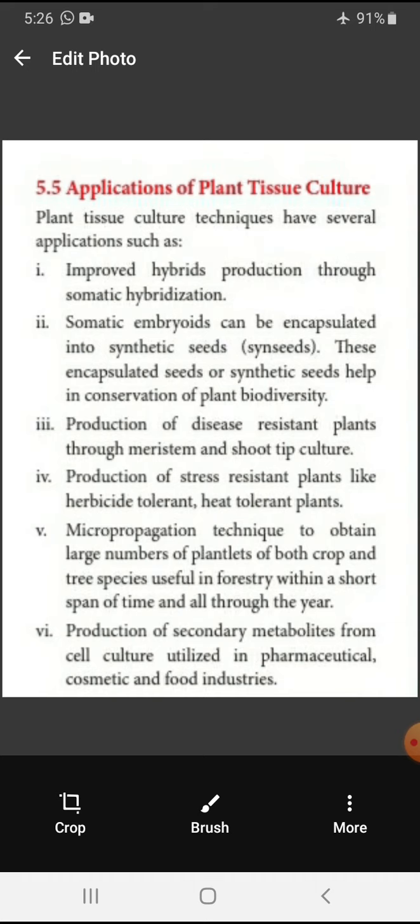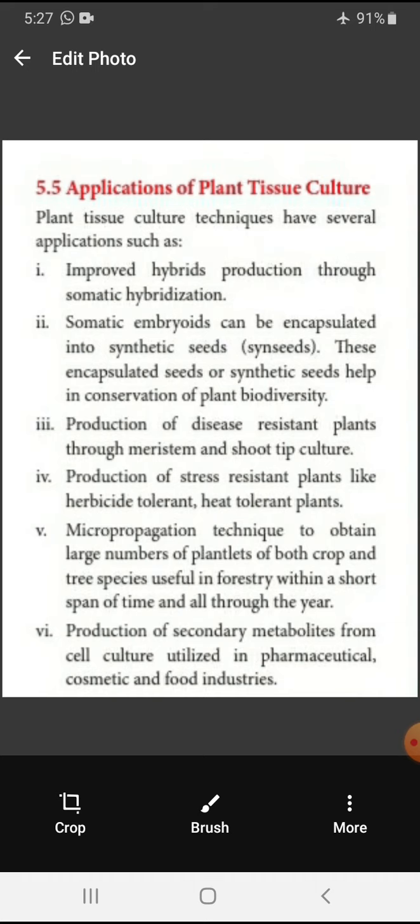So, what are synthetic seeds? The seeds produced by the encapsulation of embryoids in agarose gel or calcium alginate. Whatever the part of the plant, embryoids are produced from a single cell. Those embryoids are covered by agarose gel and calcium alginate, and we use them as a seed. So they are called synthetic seeds. They are widely used to help in conservation of plant biodiversity.